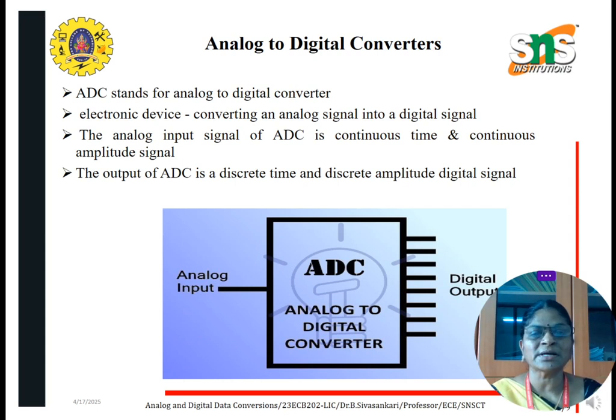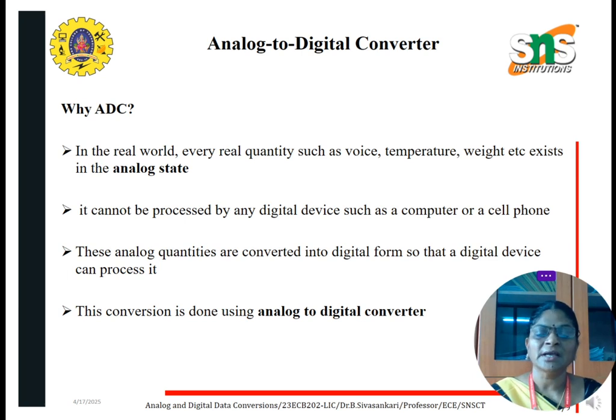This block consists of some units which are able to convert the analog input into digital output. An analog signal is continuous in time and continuous in amplitude, whereas the digital output is discrete in amplitude and discrete in time. So the continuous time and continuous amplitude input is converted into discrete time and discrete amplitude at our output. This is the function of ADC.